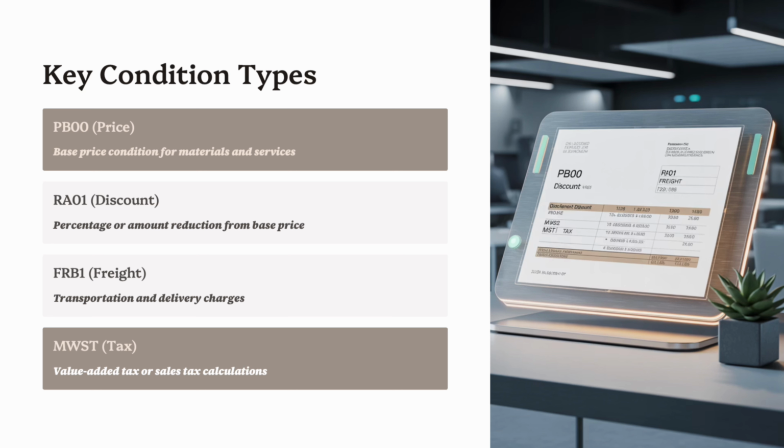For example, let's say you purchase 100 units of steel. PB00 equals $100 per unit. RA01 equals 10% discount. FRB1 equals $500 freight. MWST equals 20% tax. The system calculates each condition step by step to arrive at the final price.